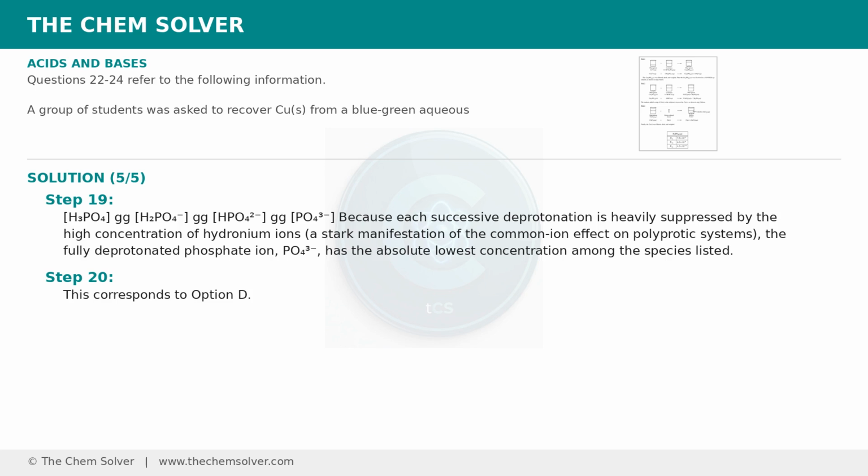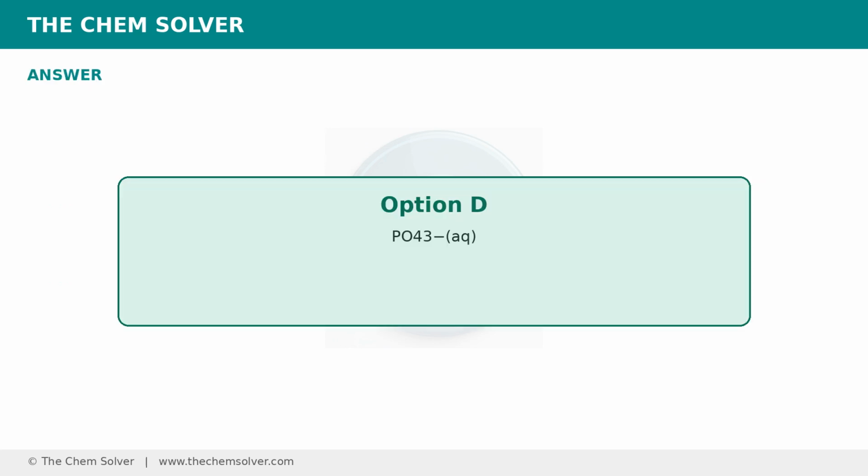Because each successive deprotonation is heavily suppressed by the high concentration of hydronium ions, a stark manifestation of the common ion effect on polyprotic systems, the fully deprotonated phosphate ion, PO4 3-, has the absolute lowest concentration among the species listed. This corresponds to option D. The correct answer is option D, PO4 3-.